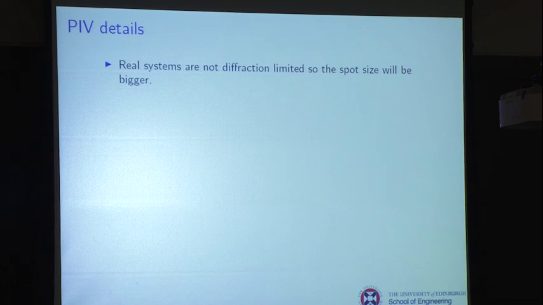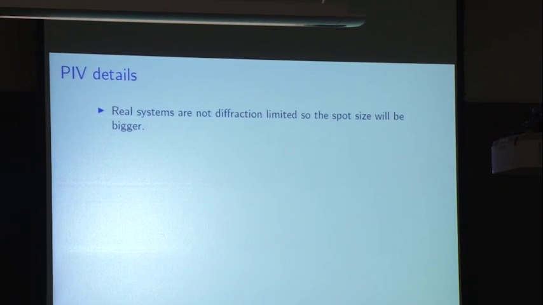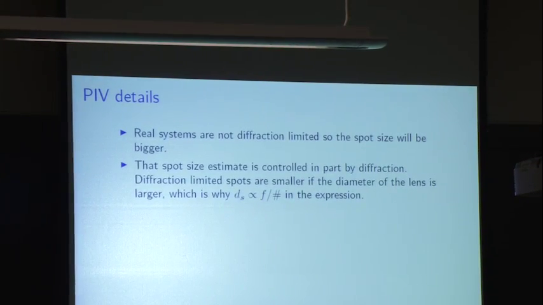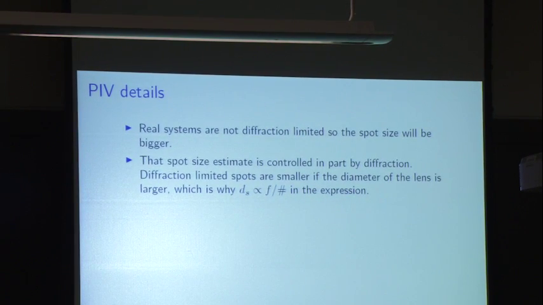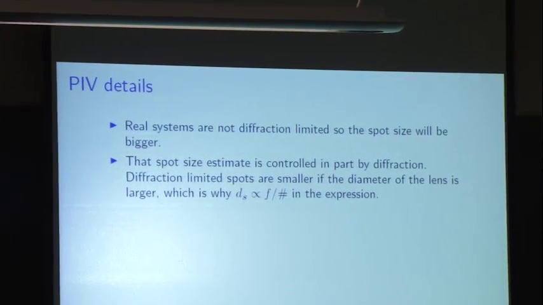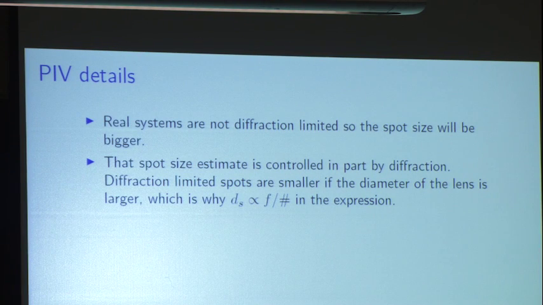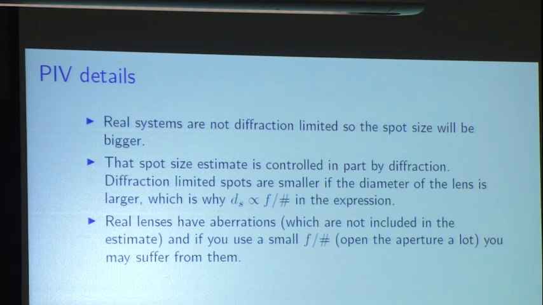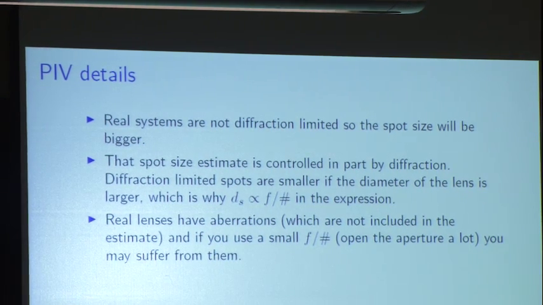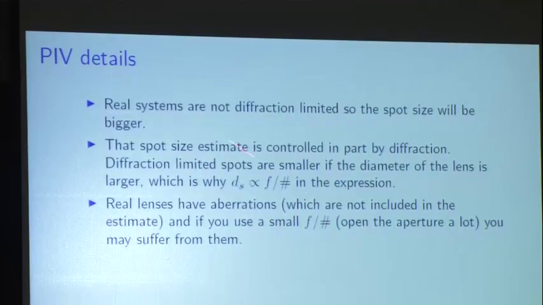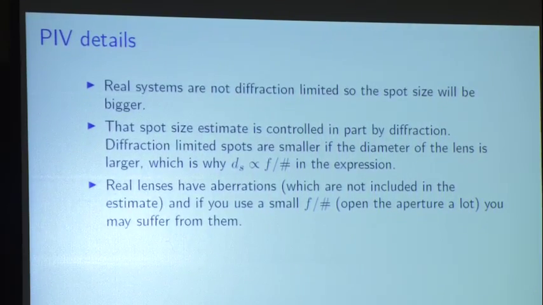So real systems are not diffraction limited. Spot size will be somewhat bigger. His spot size estimate is controlled by diffraction. They're smaller if the diameter of the lens is larger, which is why it's proportional to the F number in the expression. The trouble is real lenses have aberrations, and those are not included in that estimate. Okay? And if you use a small F number, big aperture, you may suffer from aberrations.